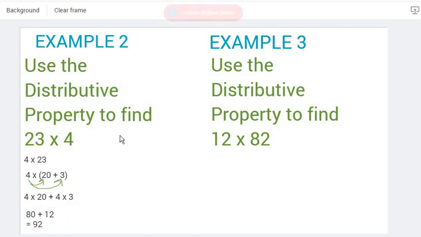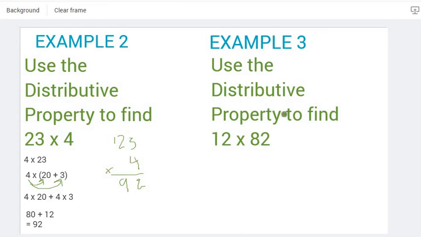So let's multiply the regular way and see if we get 92. That's 23 times 4. So that's going to be 12, carry the 1. 4 times 2 is 8, plus 1 gives you 92. So we know that the distributive property works.